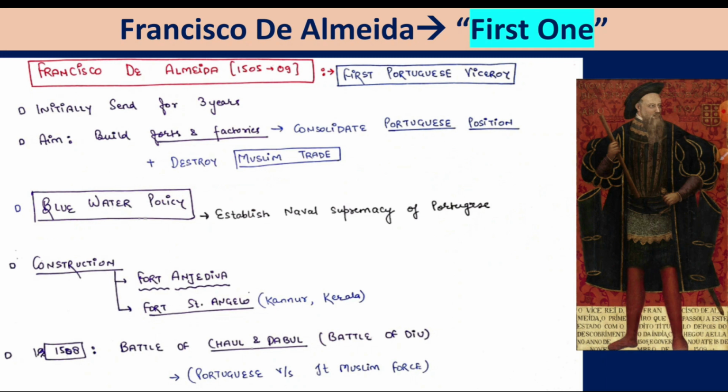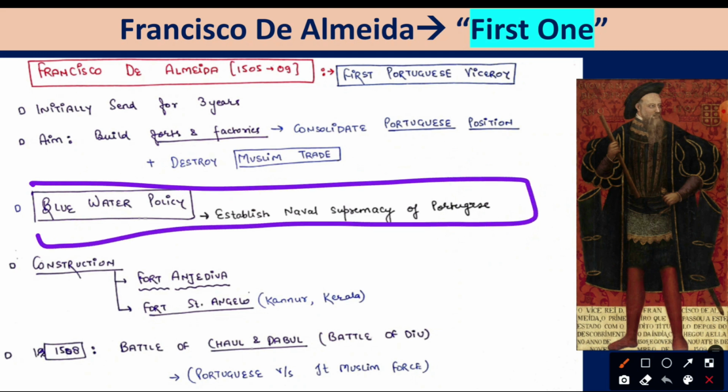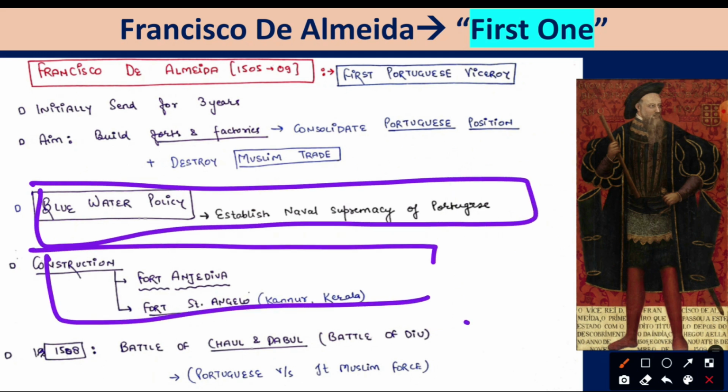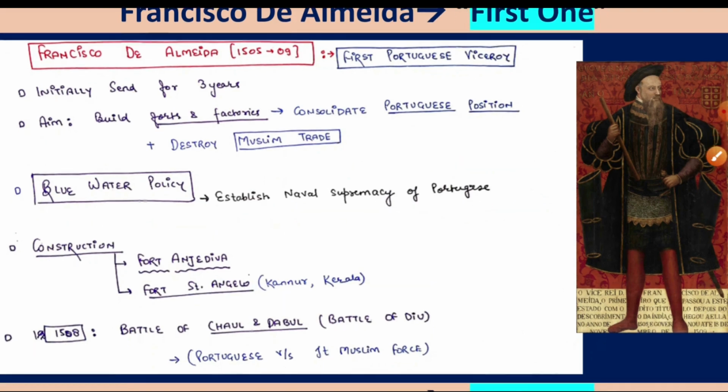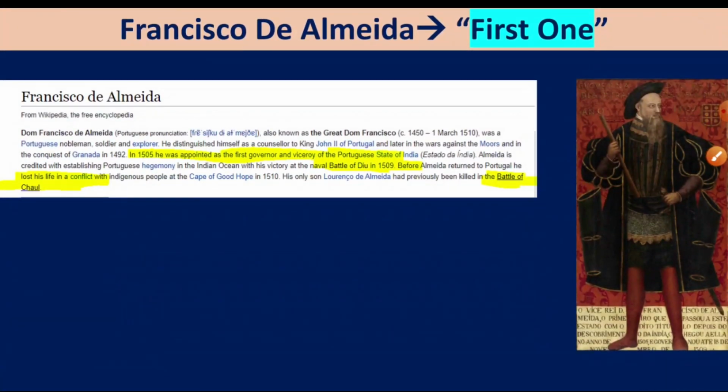Okay, so this was Francisco de Almeida. He was the first Portuguese viceroy. He was sent initially for 3 years, then served 1 more year. Then he built forts and factories in India, obviously. Then the blue water policy, this is important that you need to keep in mind. Then he built some forts, and the very important Battle of Diu. We will see it very quickly.